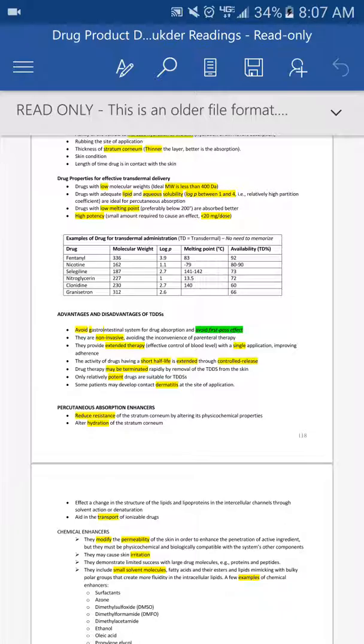If it has high molecular weight, probably not a good transdermal delivery. Not good aqueous, not good lipid solubility, then it's a poor candidate. Drugs with high melting point, well, if you think of it, you want it to be pretty low so that it can melt pretty much on the skin itself.